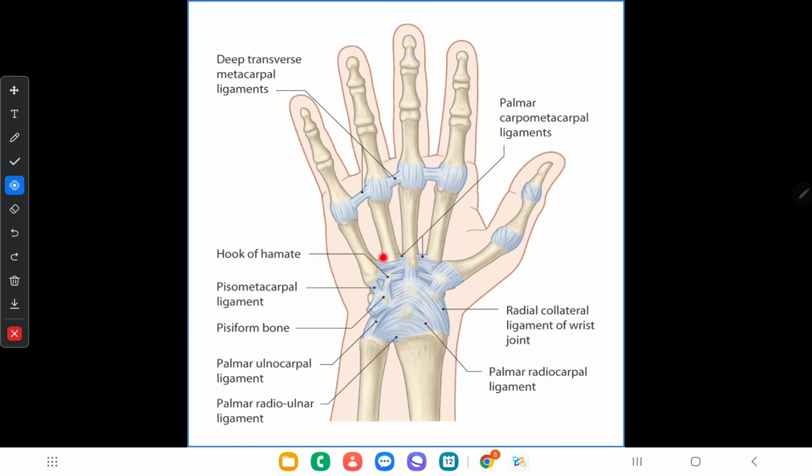As you can see in this picture, there are several ligaments which strengthen this fibrous capsule. They are the radial collateral ligament, then the palmar ulnocarpal ligament, the palmar radio-ulnar ligament, then the palmar, this is also the palmar radiocarpal ligament. Those are the ligaments which strengthen the capsule of the wrist joint.